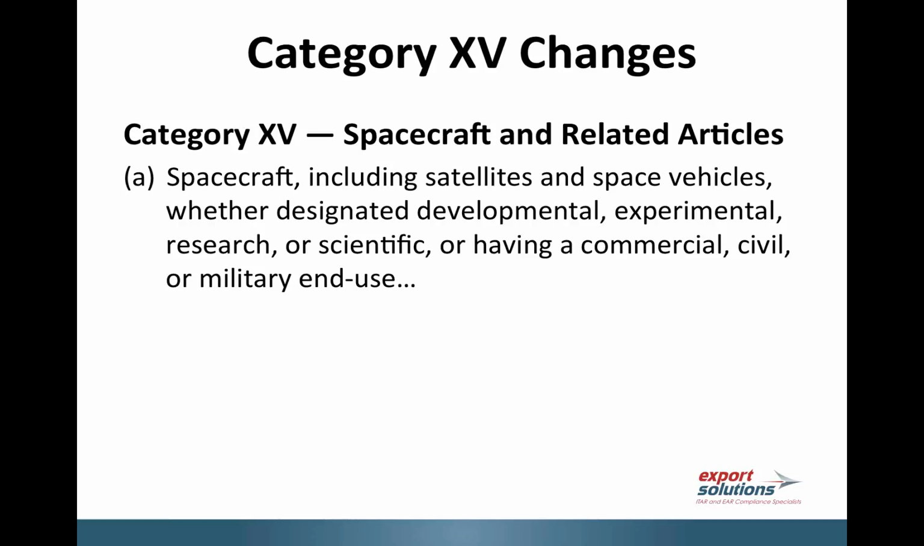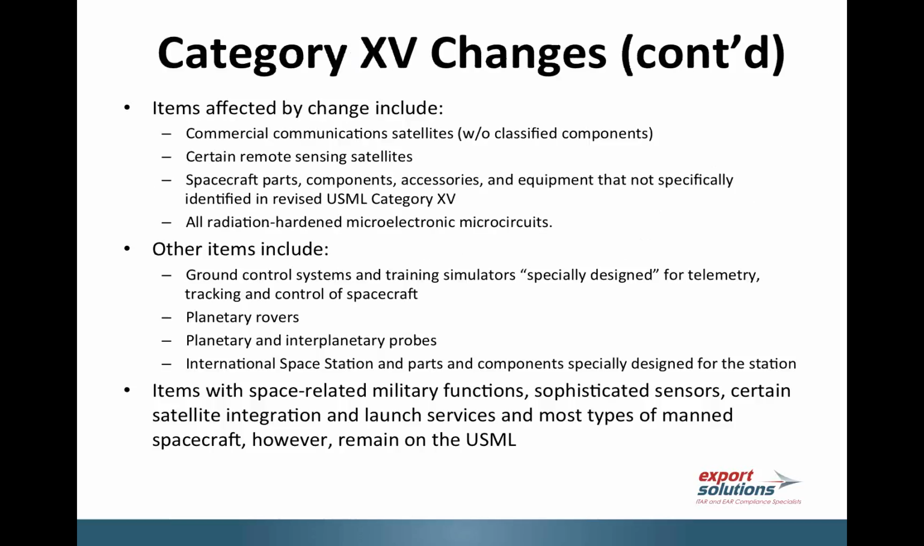Category 15 is spacecraft and related articles. Many of you may be in the space business, and basically this is the proposed change. Spacecraft, including satellites and space vehicles, whether designated developmental, experimental, research, or scientific, or having a common civil or military end use, are still under Category 15A. Items affected by it will be commercial communication satellites, ones that are unclassified, of course, remote sensing satellites, spacecraft parts, components, etc., that are not specifically identified in the revised USML Category 15. All rad-hardened microelectronic microcircuits are going to be affected by the change. And other items are going to include ground control systems and training simulators specially designed, again, that definition, for telemetry tracking and control of spacecraft.